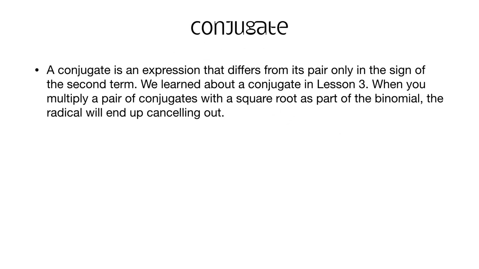Okay, now we're going to talk about the conjugate. A conjugate is an expression that differs from its pair only in the sign of the second term. We learned about the conjugate actually a little bit in lesson 3. We saw this on one of the terms there. But when we multiply a pair of conjugates with the square root as part of the binomial, the radical will cancel out, which once we have a binomial is what we have to do.